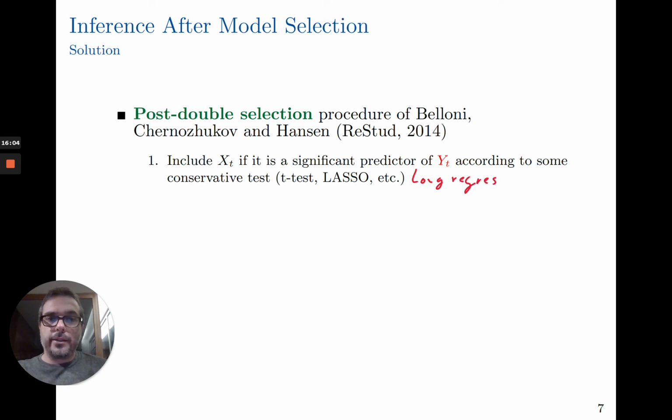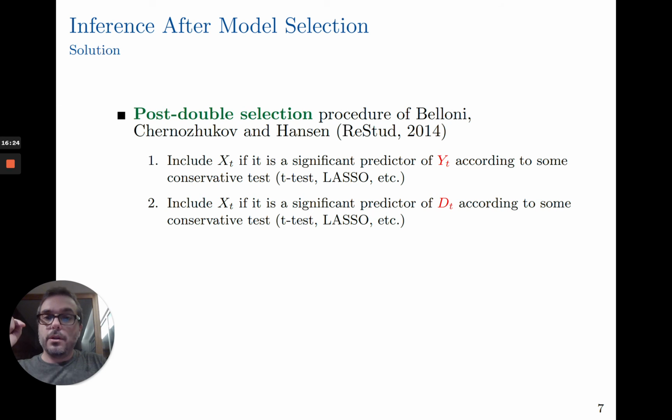So we are estimating the long regression, and we check if x is significant in this long regression, either by a t-test, by a lasso, adaptive lasso. You can pick your favorite model selection tool. Okay? So we include x if this is true, but we also include x if it's a significant predictor of d.